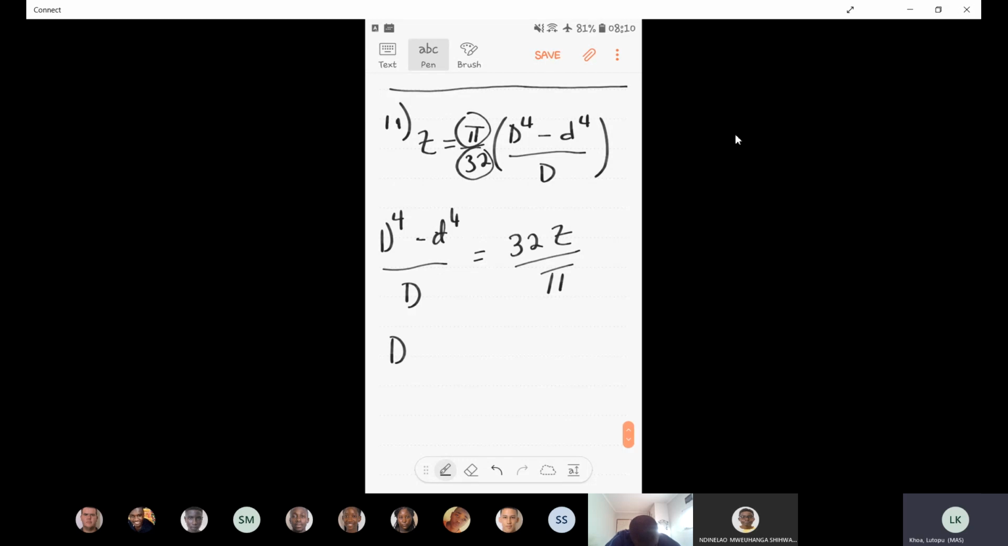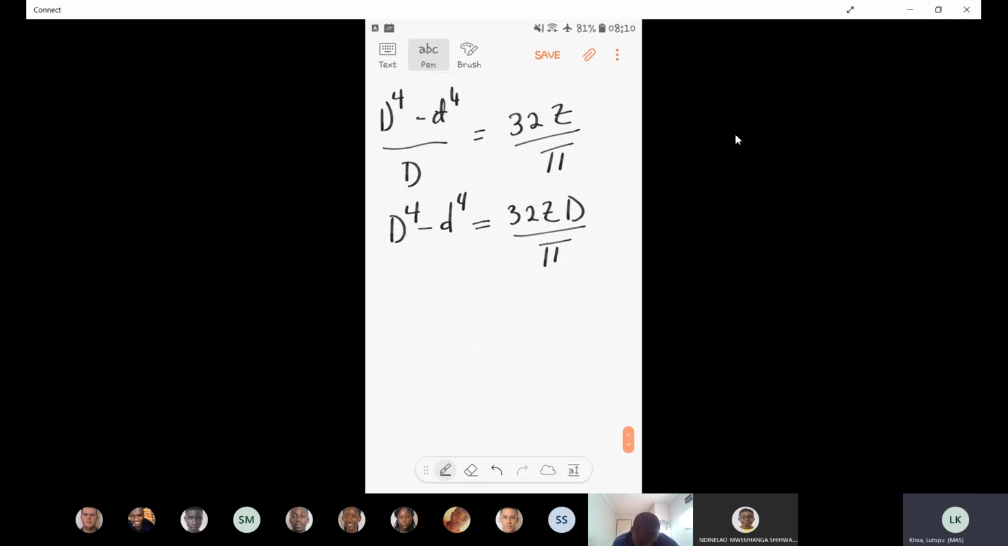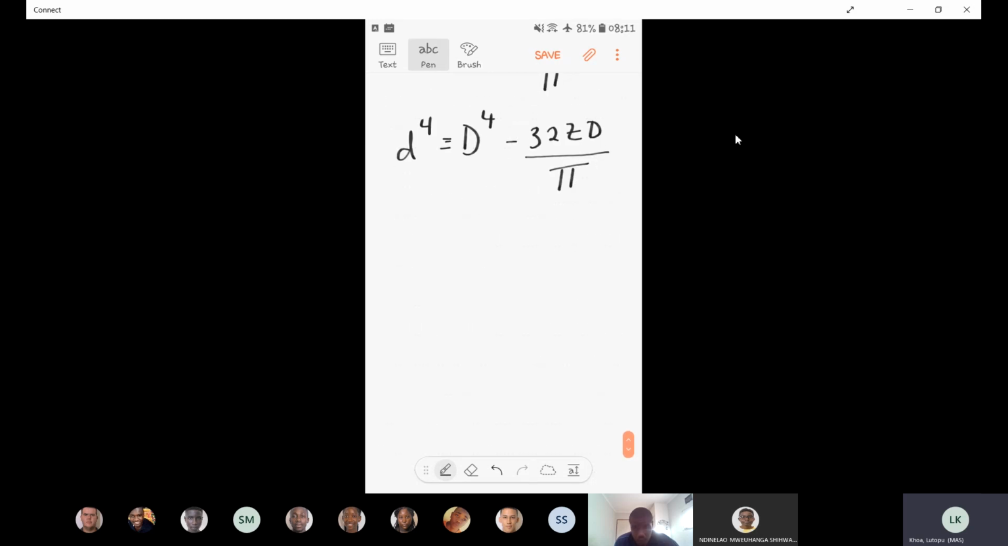Then you multiply by big D on both sides. So you have big D to the power of 4 minus small d to the power of 4. This is equal to 32 ZD over pi. And then you make small d to the power of 4 the subject of the formula. You'll have small d to the power of 4. This is equal to big D to the power of 4 minus 32 ZD over pi.